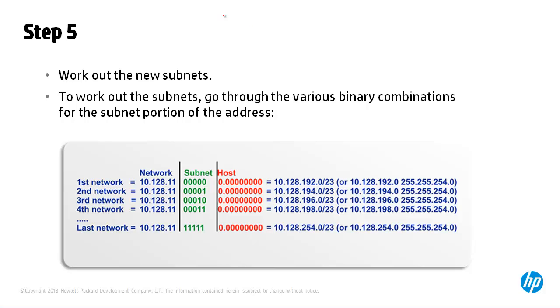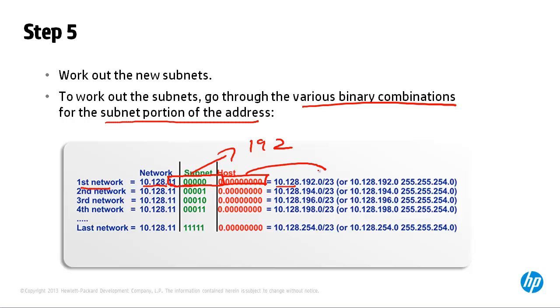Once again, to work out the subnets, you go through the various binary combinations for the subnet portion of the address. So the first subnet is 10.128, 2 bits in the third octet are set to 11. As per the subnet we were originally allocated, the subnet portion is filled with zeros, the host portion is filled with zeros. So the third octet equals 192, and the last octet is 0. So the answer is 10.128.192.0/23, which can also be written as follows.